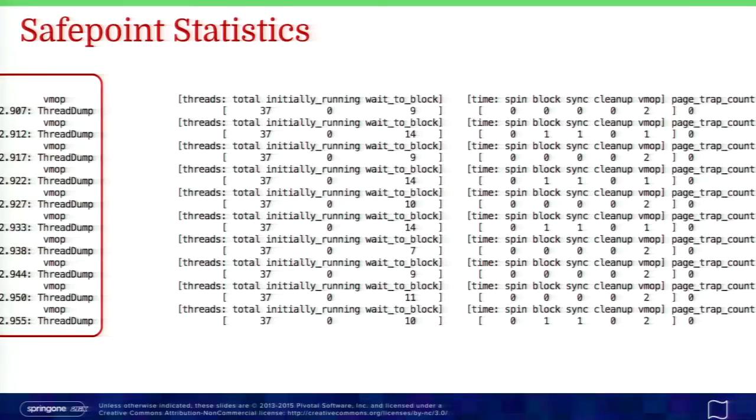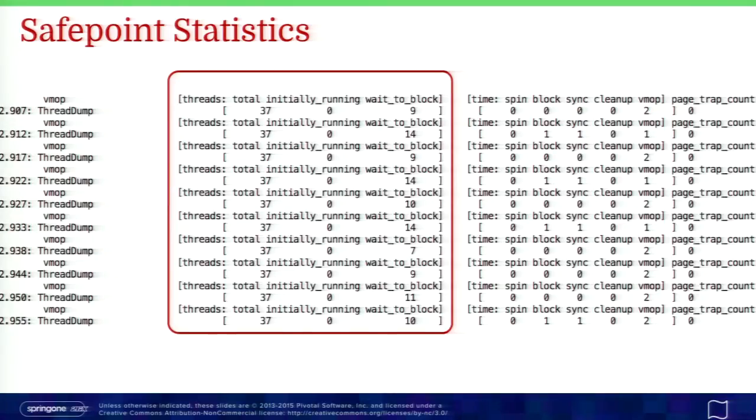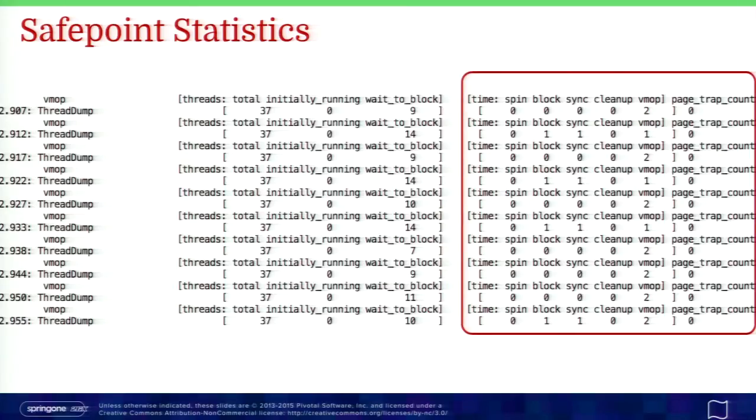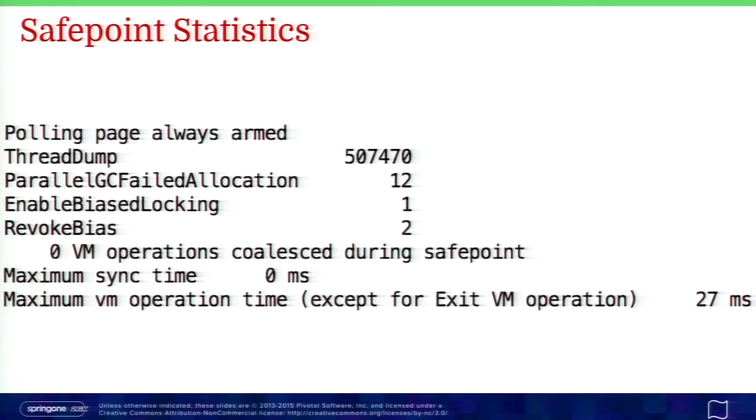On the left here, I get the time along with the VM operation that was run. Then I get a whole bunch of information on the threads, so the number of threads stopped, number of threads initially running, number of threads blocked, etc., and a bunch of timing information. Then I also get this summary at the end of all of the safe points, the VM operations that ran.